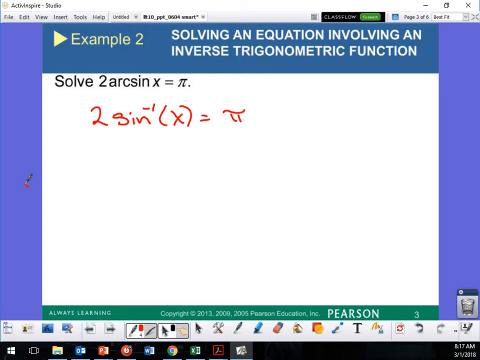Example 2, it's slide number 3 if you're looking on that. This arc means inverse. Yeah, arc means inverse. It's the same thing, just another way of writing it.